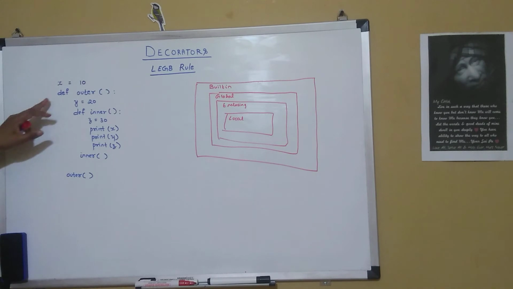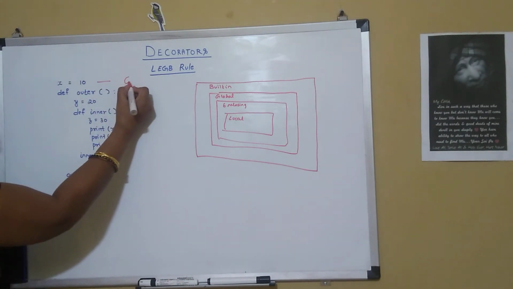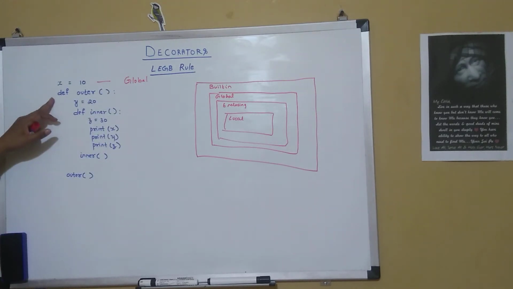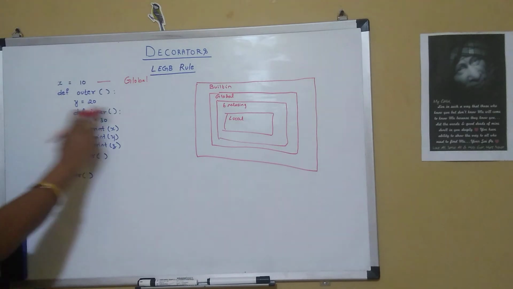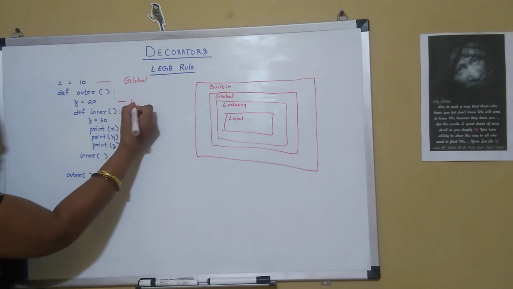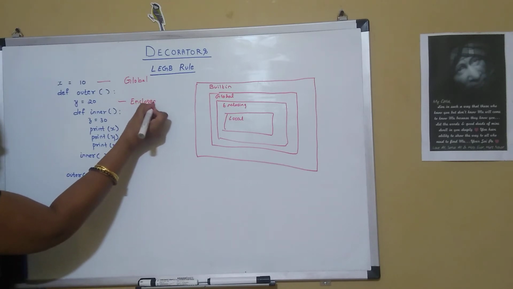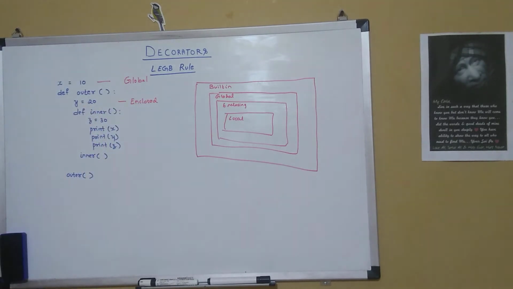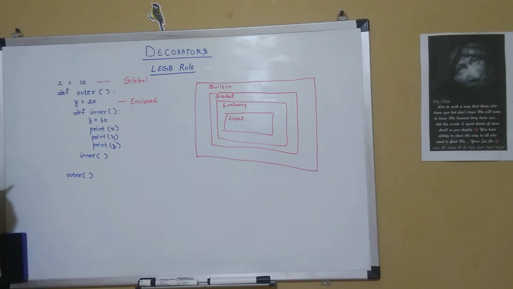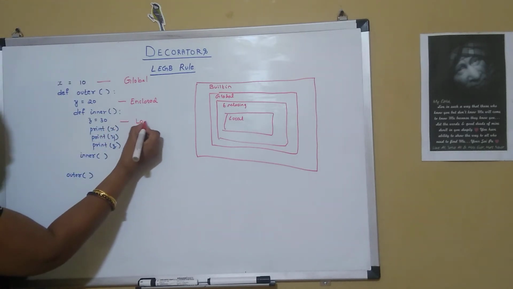So friends, here x is the variable which is defined outside the function. So x is nothing but a global variable. And I'm having a nested function, the outer function, within which there is another inner function. So this outer function is called the enclosing function. And the variable y is called the enclosed variable. Then I'm having my inner function wherein I'm defining z equal to 30. This is the local variable.